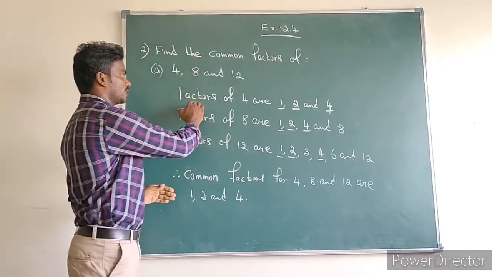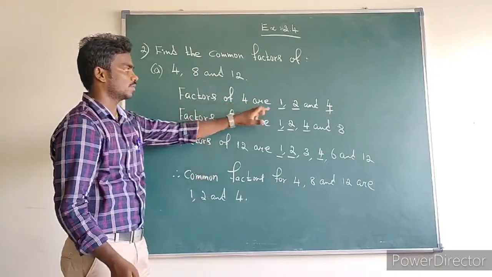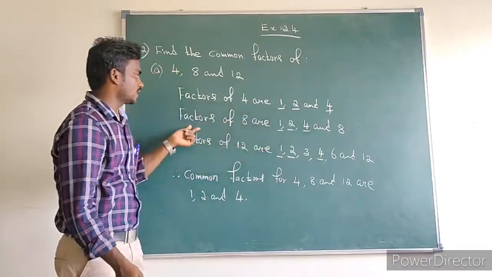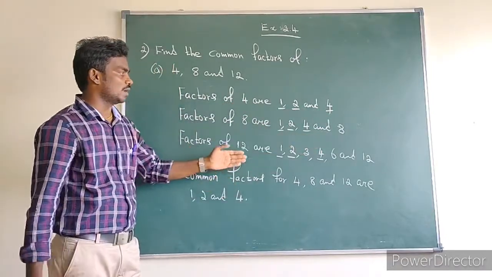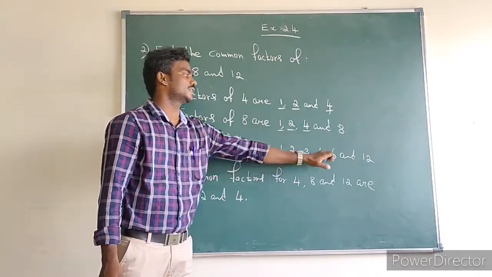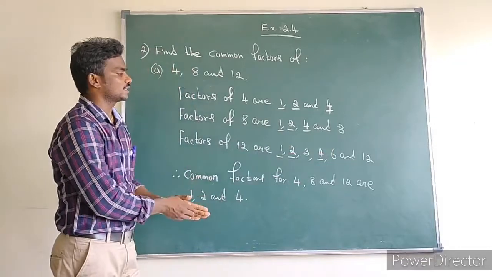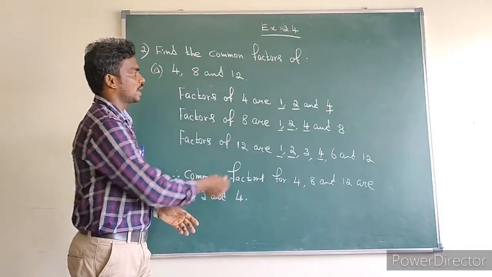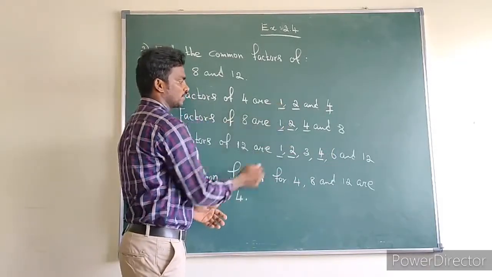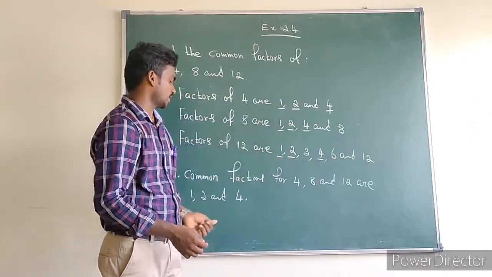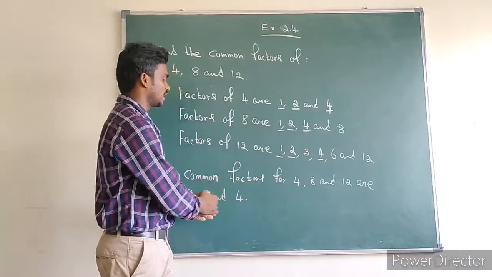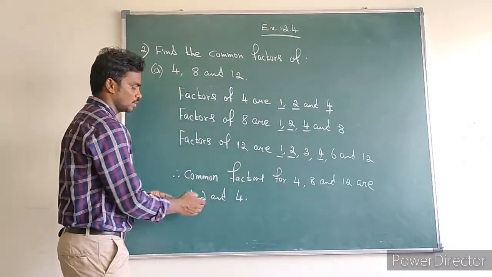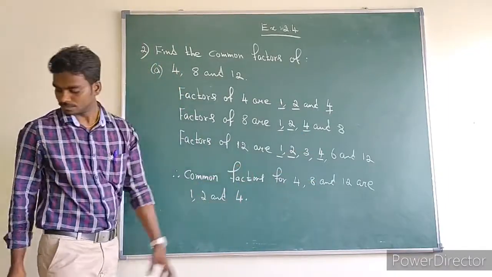First we want to write the factors of 4. Factors of 4 are 1, 2 and 4. Next, factors of 8 are 1, 2, 4 and 8. What are the factors of 12? 1, 2, 3, 4, 6 and 12. So the common factors: 1 is the common factor for these three numbers, 2 is the common factor for these three numbers, and 4 is the common factor for these three numbers. So we can write the common factors of 4, 8 and 12 are 1, 2 and 4.